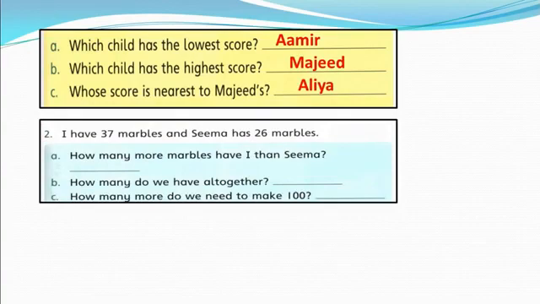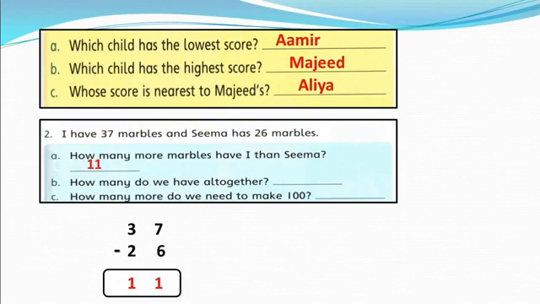I have 37 marbles and Seema has 26 marbles. The question is, how many more marbles have I than Seema? Let's find out. I have 37 marbles and Seema has 26. Let's subtract. 7 minus 6 equals 1 and 3 minus 2 equals 1. So it means I have 11 more marbles than Seema.